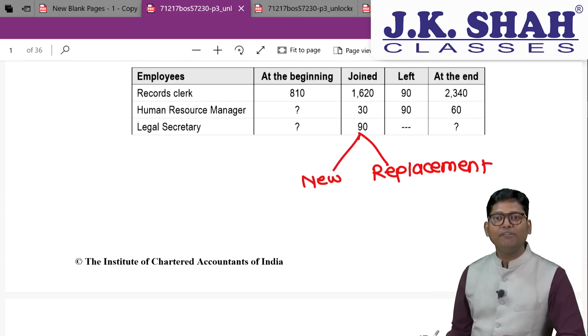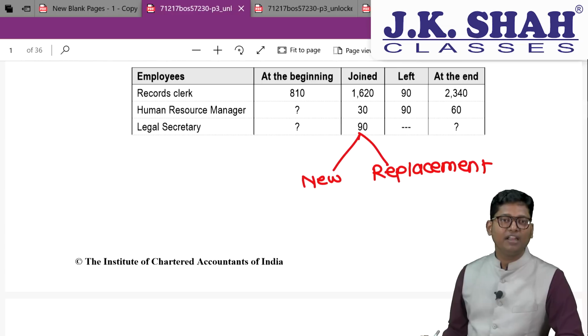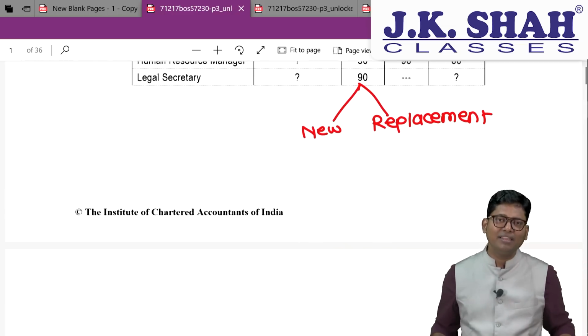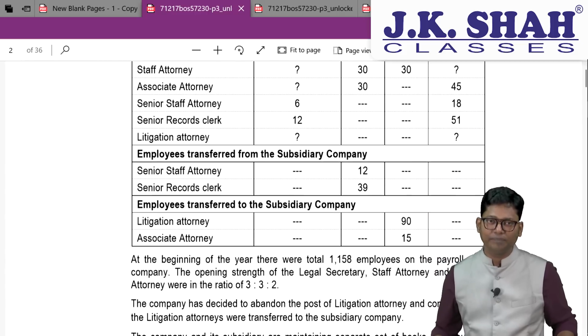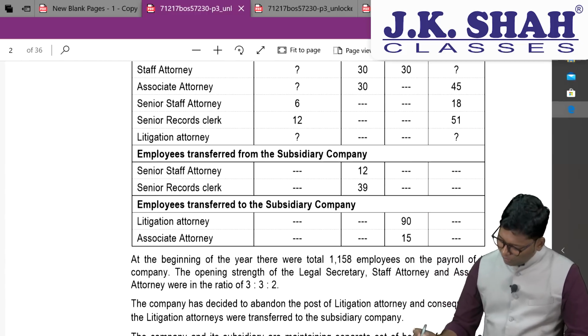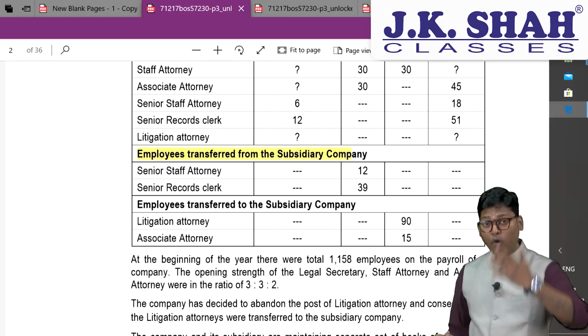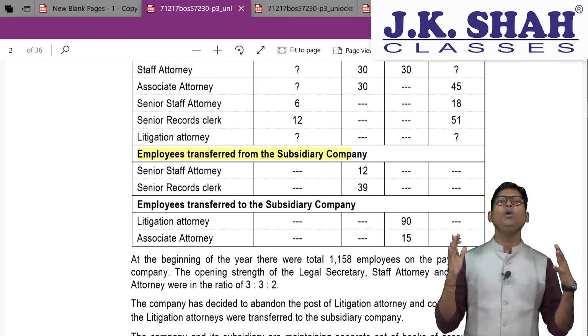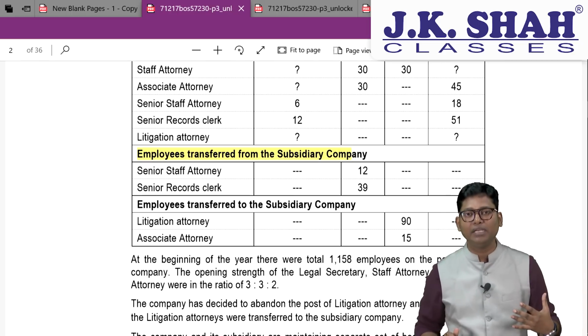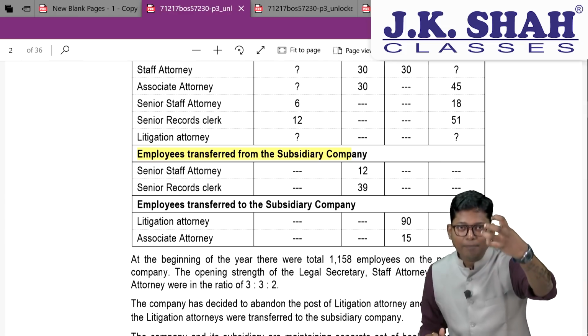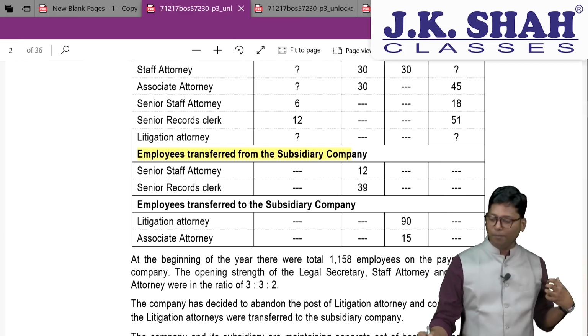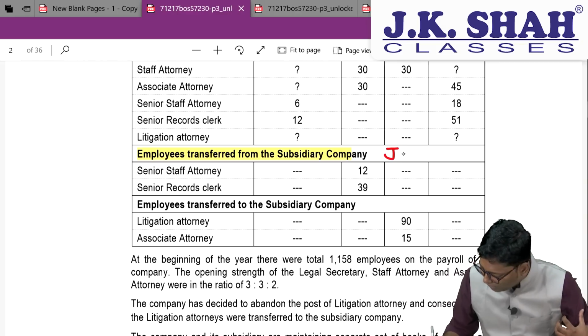Left employees are given, workers at the end of the year are given, and various categories with numbers are available in this question. If you check here, 2 additional subtables are given. This says employees transferred from subsidiary company. Your company is the holding company. You are having one subsidiary company. From the subsidiary company, some employees are coming to your company, and if employees are coming to your company, they will be treated as joined employees.